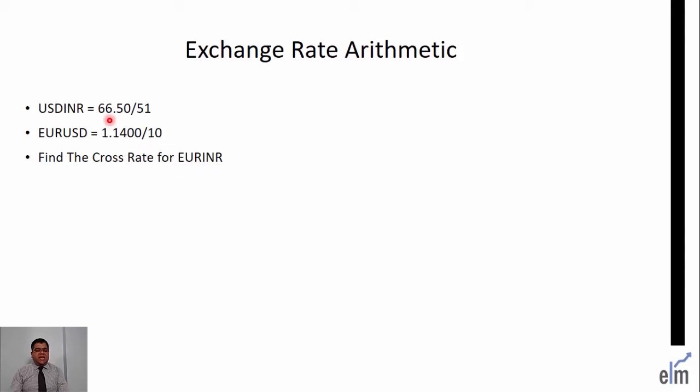Notice that in this case, the quotes are from the point of view of the market maker, and both the bid and ask rates are given. So when we calculate the rates, we will have to find out both the bid rate and the ask rate that the market maker will quote for Euro INR. First, let us look at the bid rate, how that is calculated.